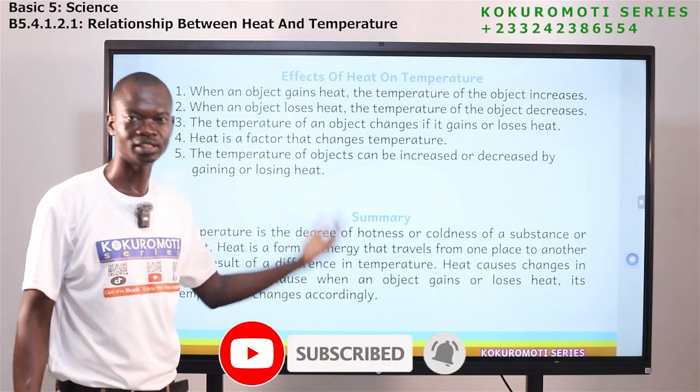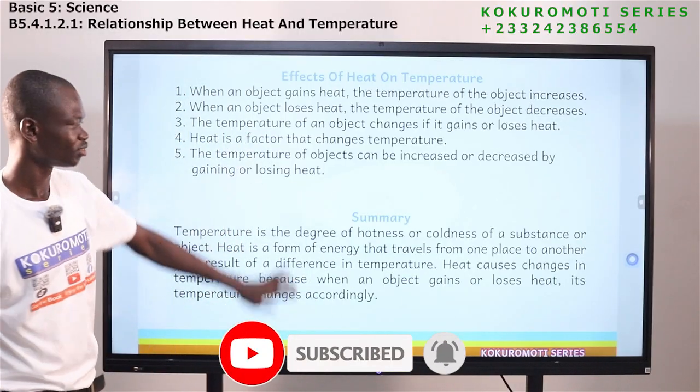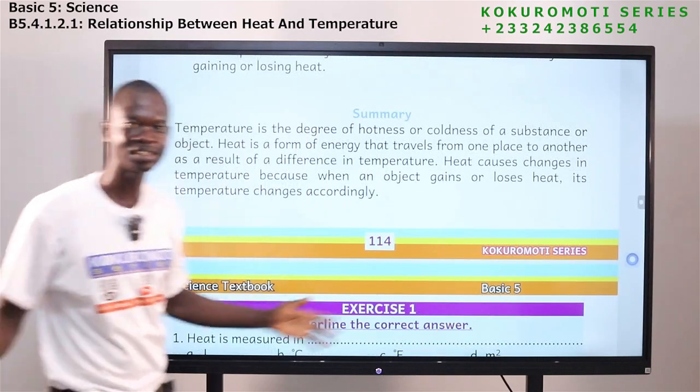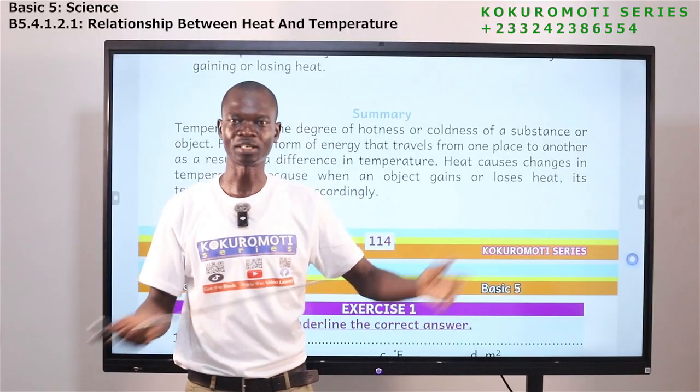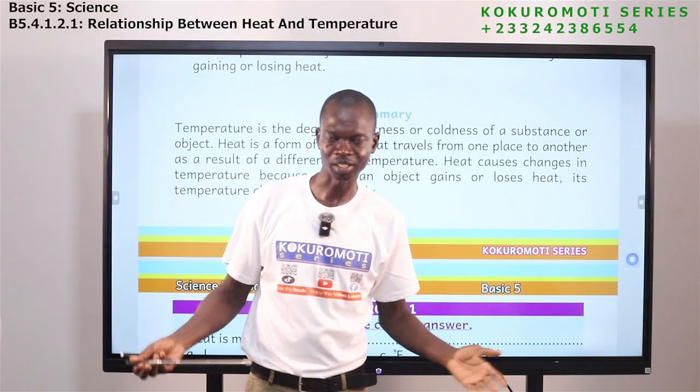Okay, so the temperature of an object can be increased or decreased by what? Gaining or losing heat. So this is what we have learned today. Our lesson is all about heat. It's about temperature. We have learned that heat is a form of energy. Temperature too is a measure of how hot or how cold a substance is.